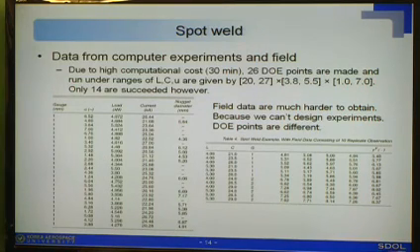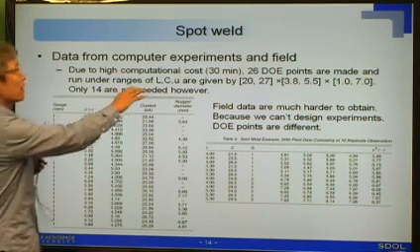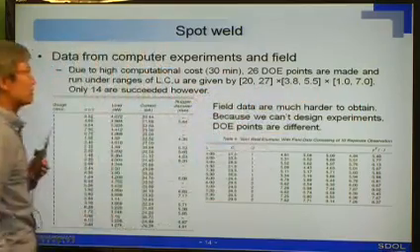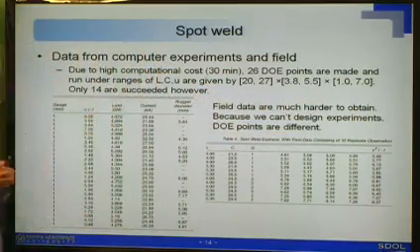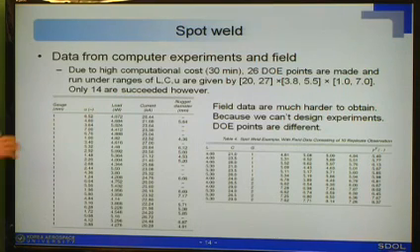The computational cost is high, 30 minutes for one run. So a surrogate model is introduced. 26 design of experiment points are made under these ranges for 3 parameters. I don't know the reason, but in the paper, it says only 14 were successful out of the whole 26 trials. I guess it's like a convergence failure.